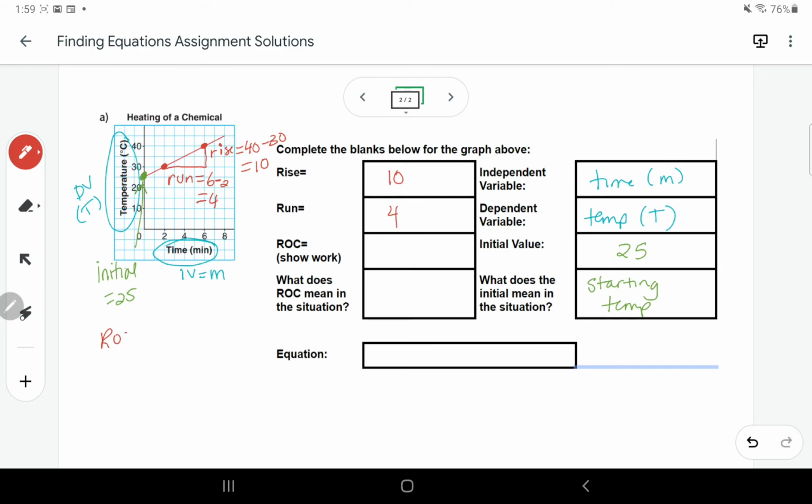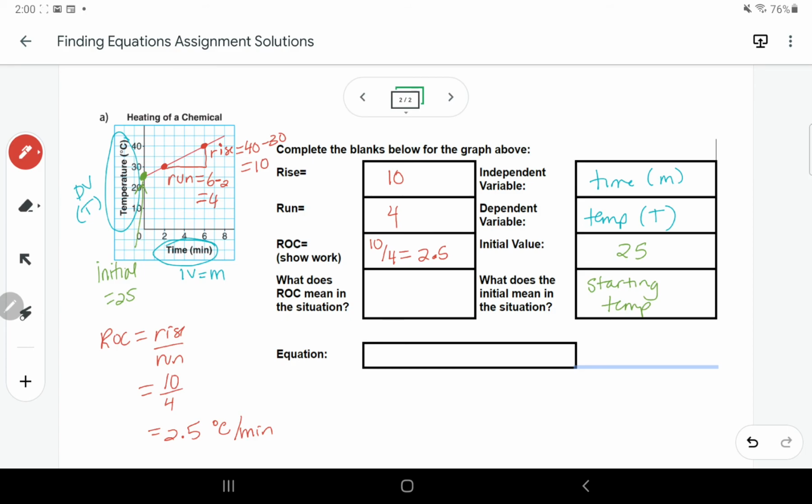And then my rate of change is always rise over run, which is 10 over 4. And here that's 2.5. And now we want to think about what the units are, because that can tell us what it is. So it's always the units of the dependent variable per units of the independent variable. Because rise is on top, that's the dependent variable. So that's degrees Celsius per minute. So it's going up 2.5 degrees Celsius per minute. This maybe is something that's getting heated up. So my rate of change is 10 over 4, which is 2.5.